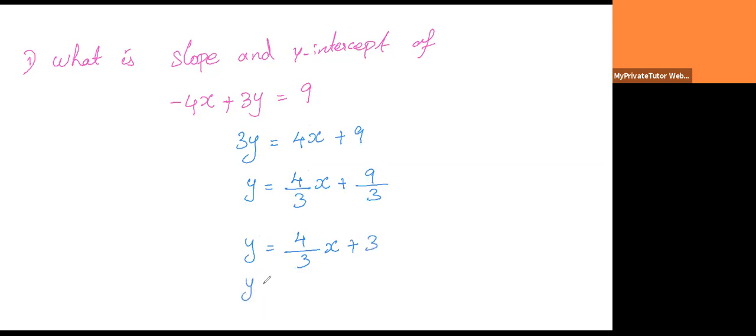And you can see that this is in the form of mx plus c. What is the slope? You know that the slope can be a fraction, negative fraction, positive fraction, negative number, positive number. It can be anything. So the slope is 4 over 3, and the y-intercept is 3. I hope this helps. Please let me know, guys, if you have any questions.